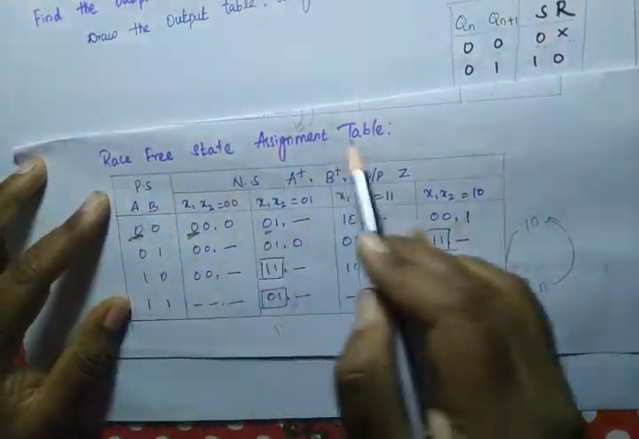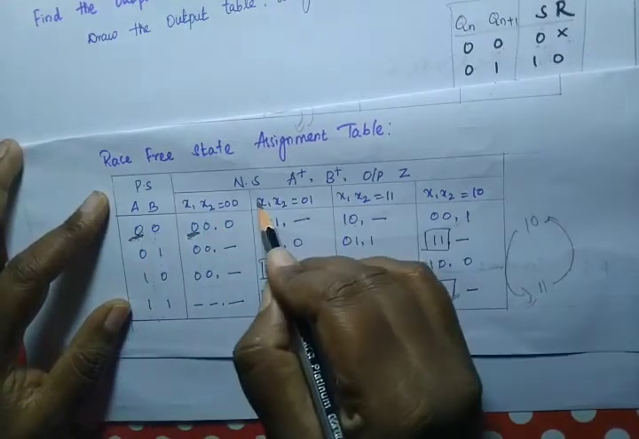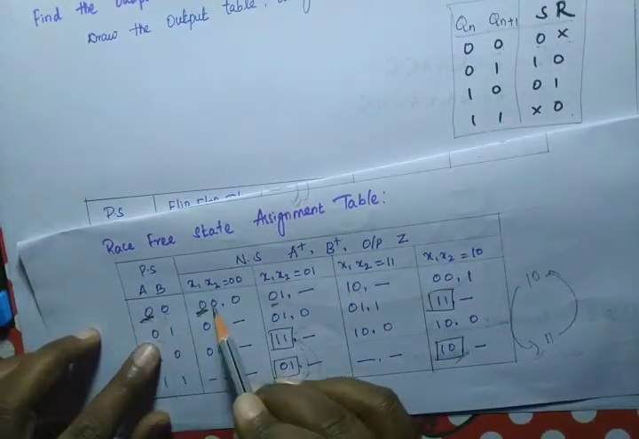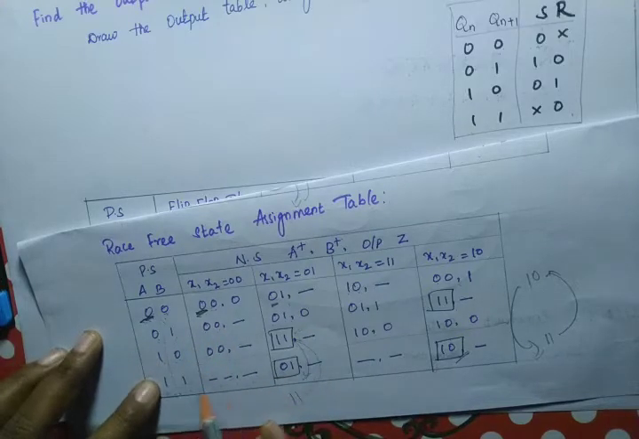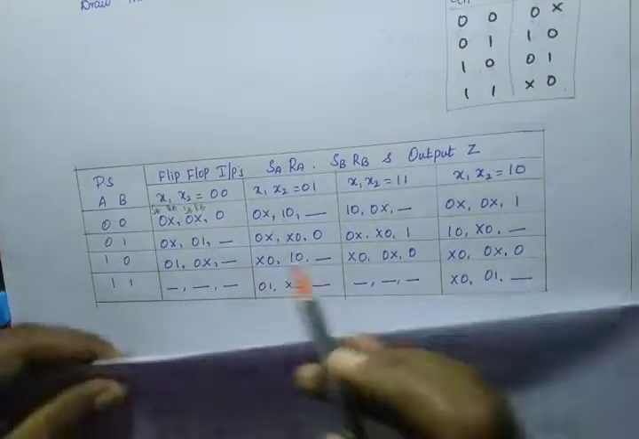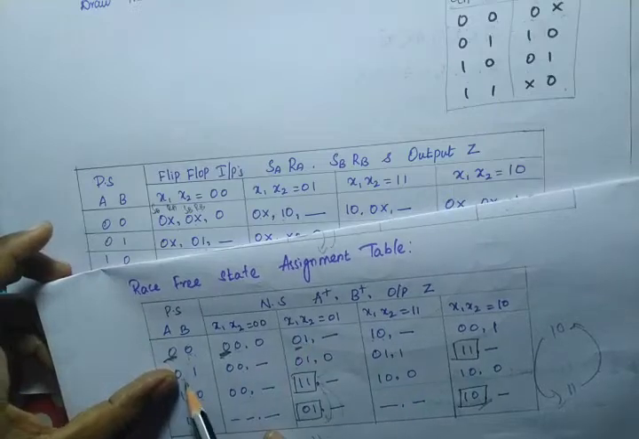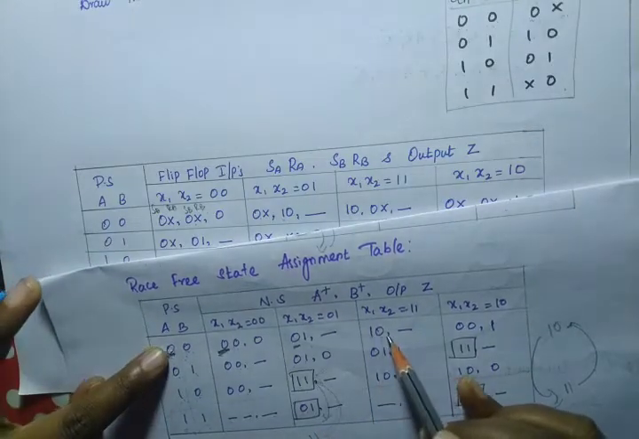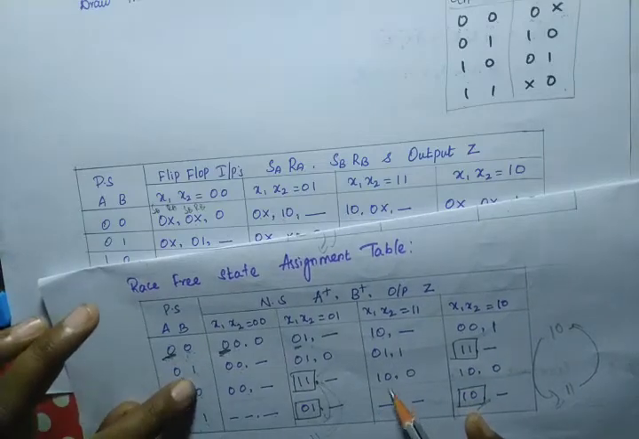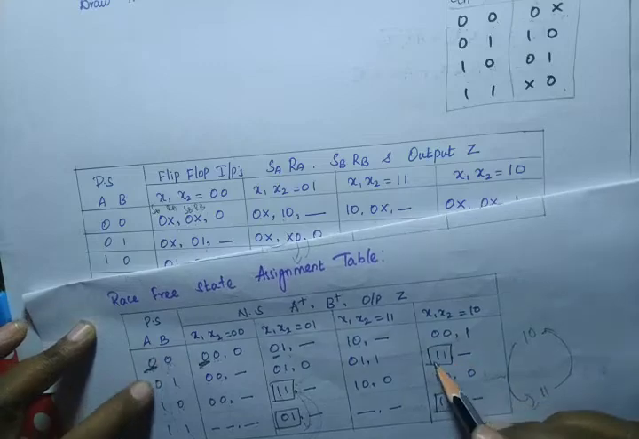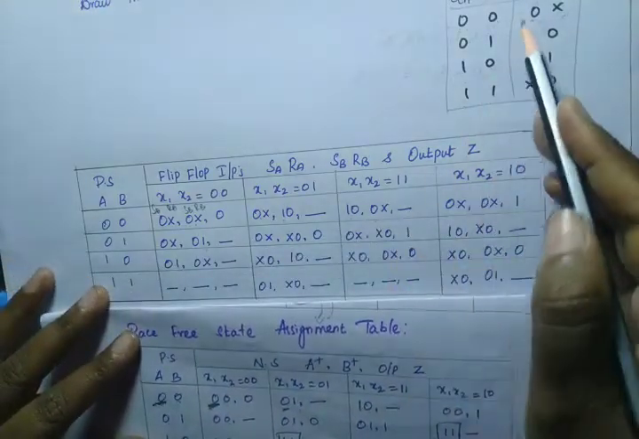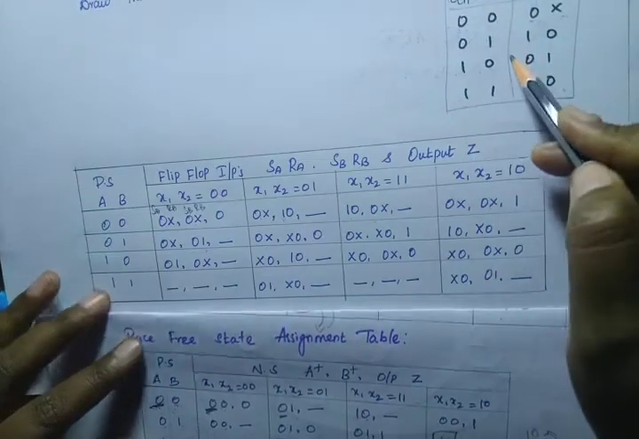Hope you understand. See, this is the race-free state assignment table. This is our present state, this is our next state, and this is A plus, B plus. Compare this 0 0 and check what the value is here, and fill this table. Where we don't have anything, we represent a dash. Similarly we fill in the other rows, comparing like this, and we write the flip-flop inputs from the SR table.